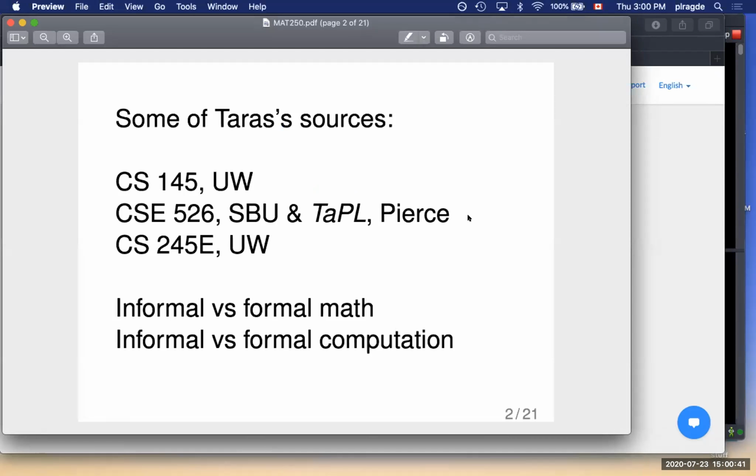So Taras is synthesizing this course from a whole bunch of sources. And some of them are not listed here. Clearly, history and philosophy of mathematics plays a big role in his thinking. But I want to highlight 3 particular sources because they lead us towards what you're going to be doing in the last 2 weeks of the course.